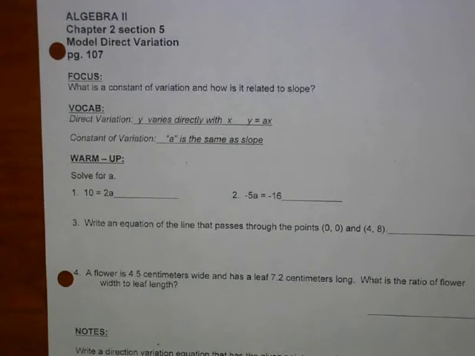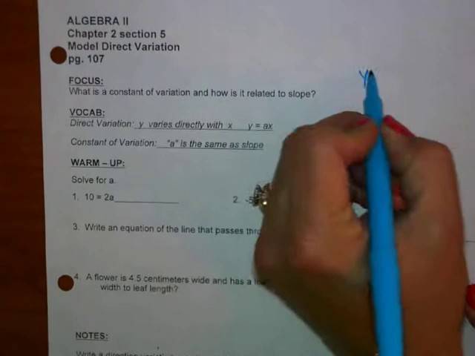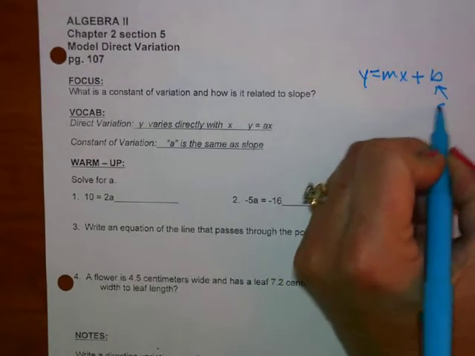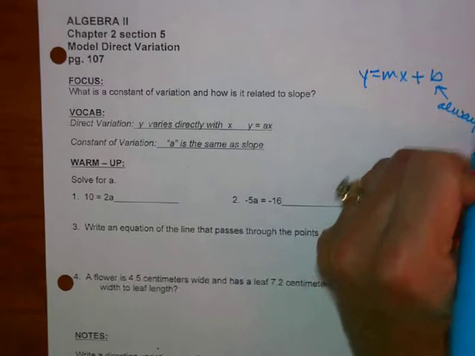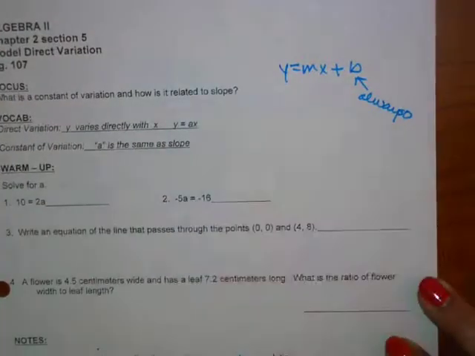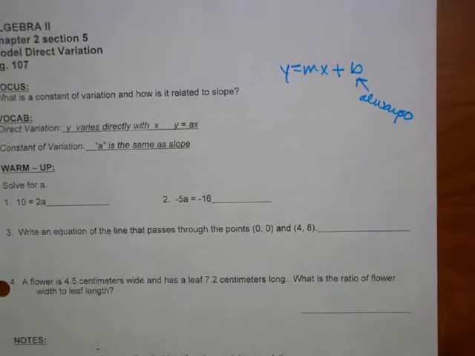The only thing you really need to know about direct variation is that it's still this equation, except this is always 0. So that's always 0. Okay? Keep that in mind. It's still y equals mx plus b. It gives you a line. It's just that it always goes through the origin because the y-intercept is always 0.